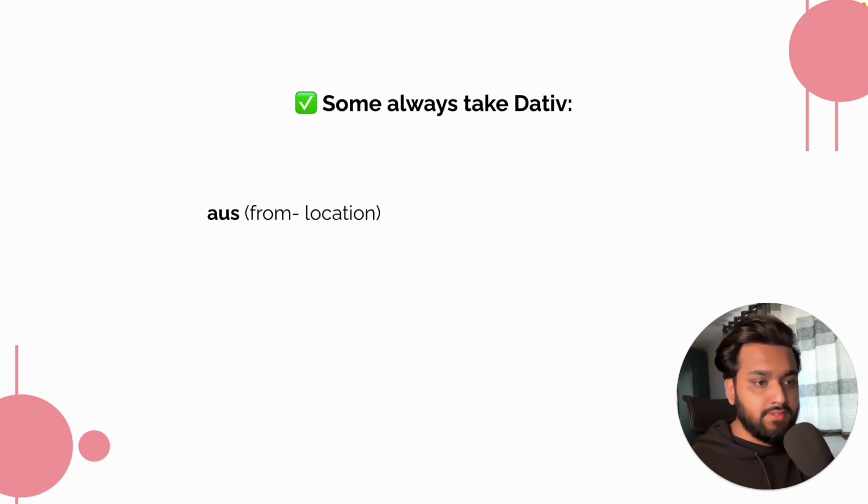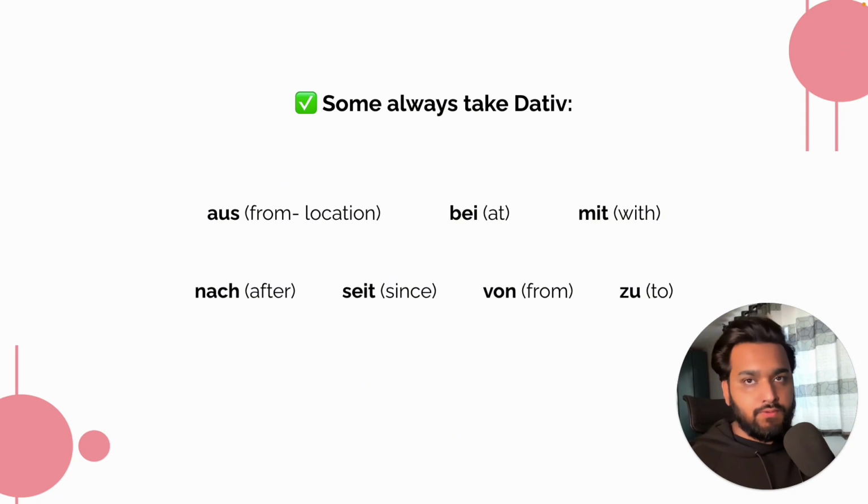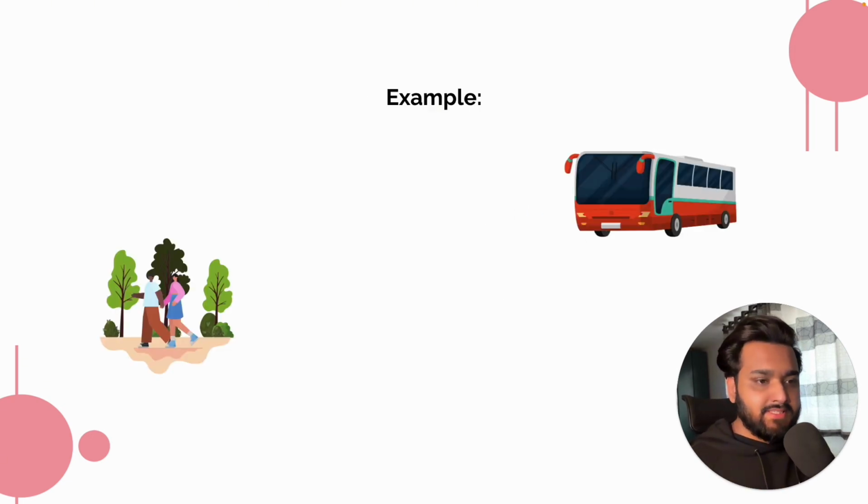On the other hand, there are some prepositions that always take dative. For example, aus basically means from any location. Then bei means at, mit, with, nach, after, seit, since, von, from, and zu, to. So if you find any of these prepositions in your sentence, then you have to transform the article or pronoun into dative.